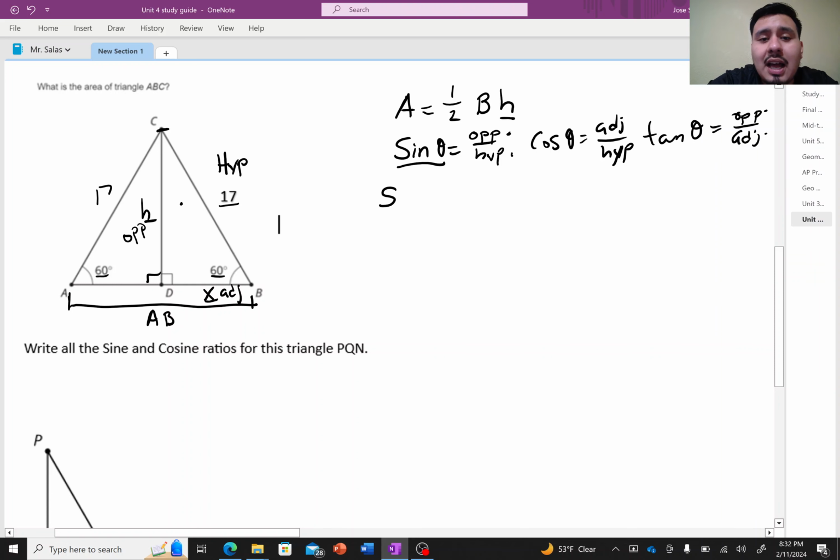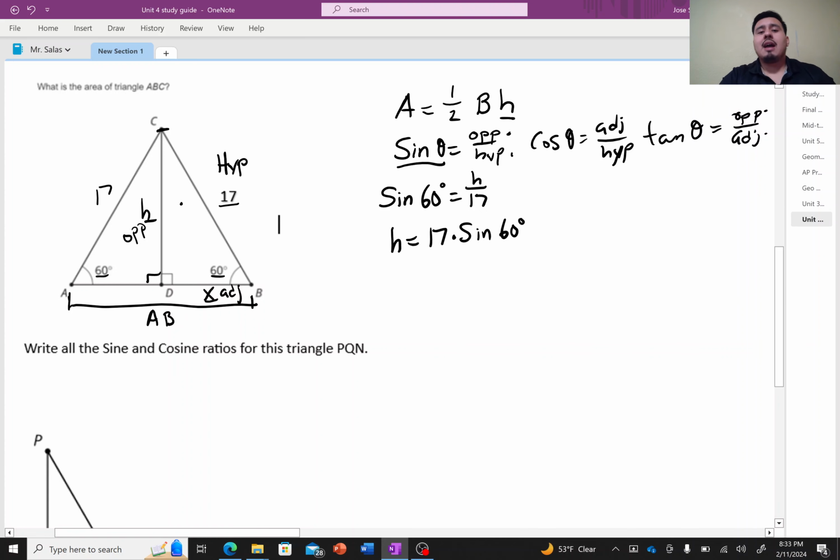So I'm gonna go ahead and say sine of 60 degrees is equal to opposite, which is H, over the hypotenuse, which is 17. All right, so now my question is, where is the variable? Remember that song, Get Tricky With It? It says, if the variable is up high, you have to multiply. Well, the variable is up high, so we have to say H is equal to 17 times the sine of 60 degrees.